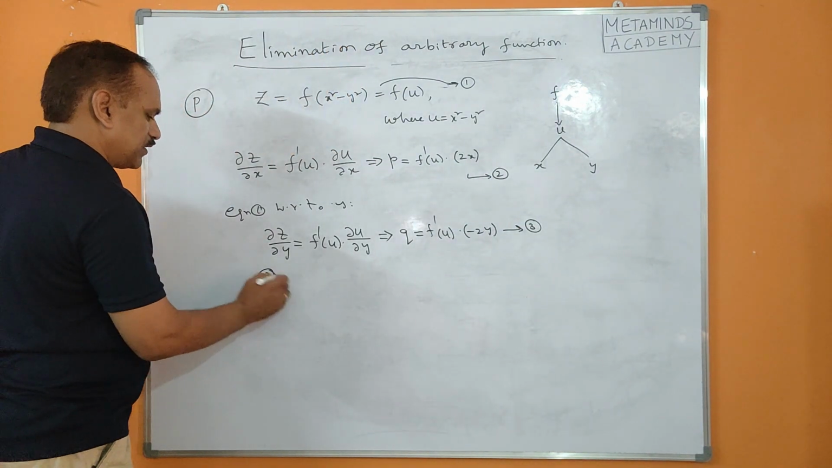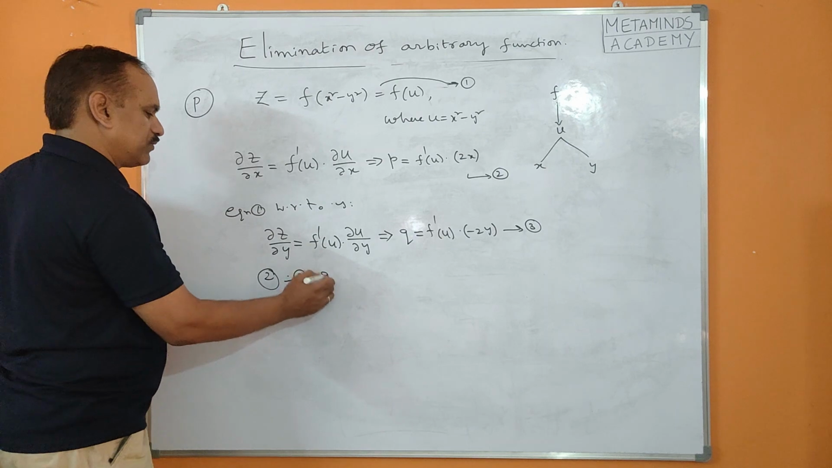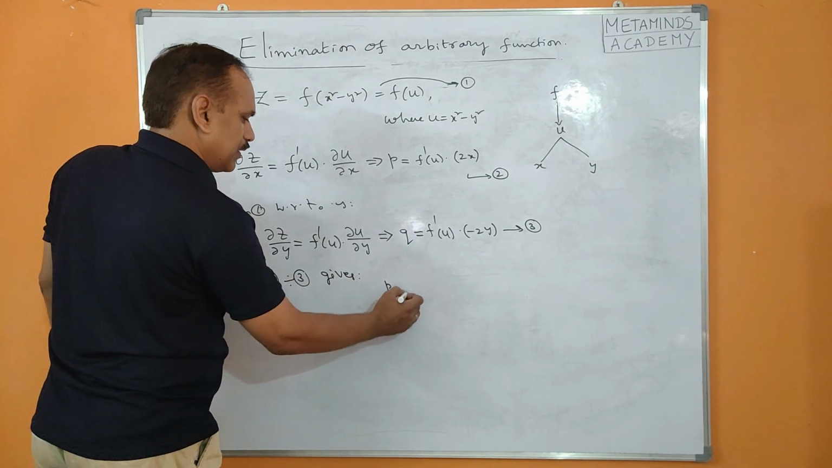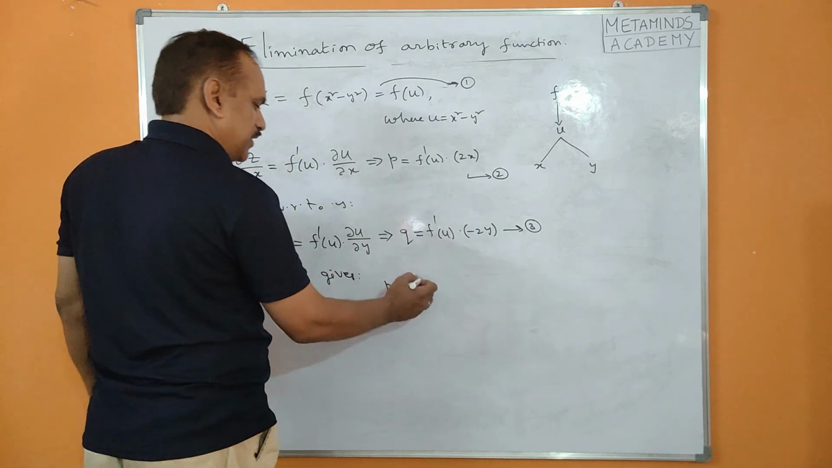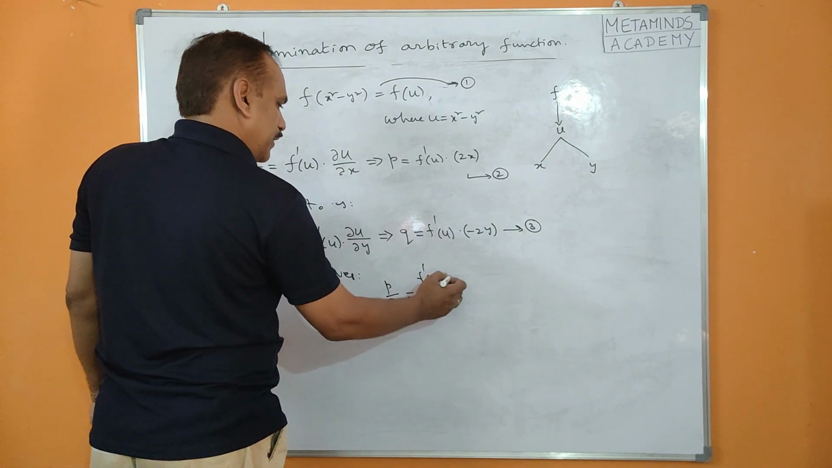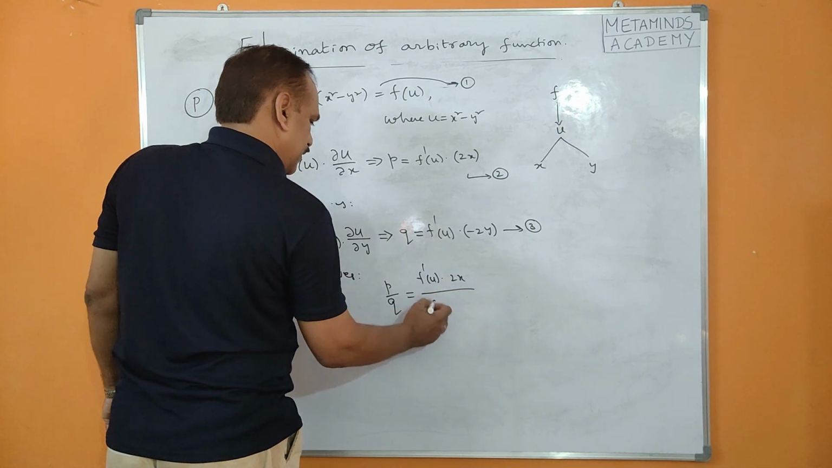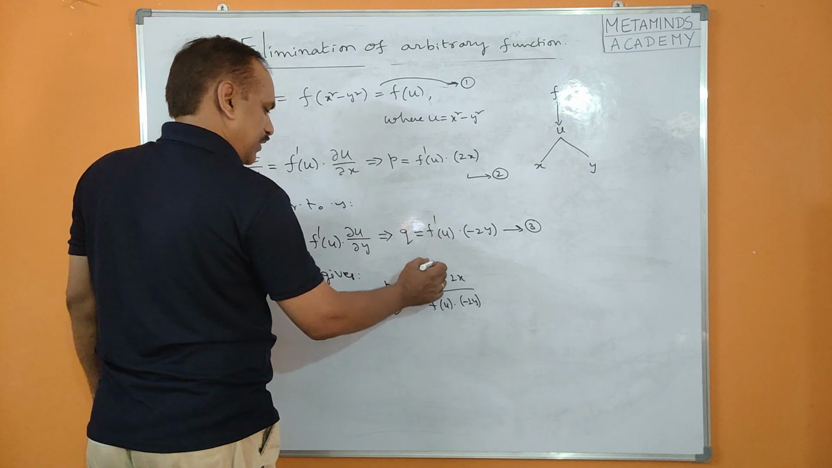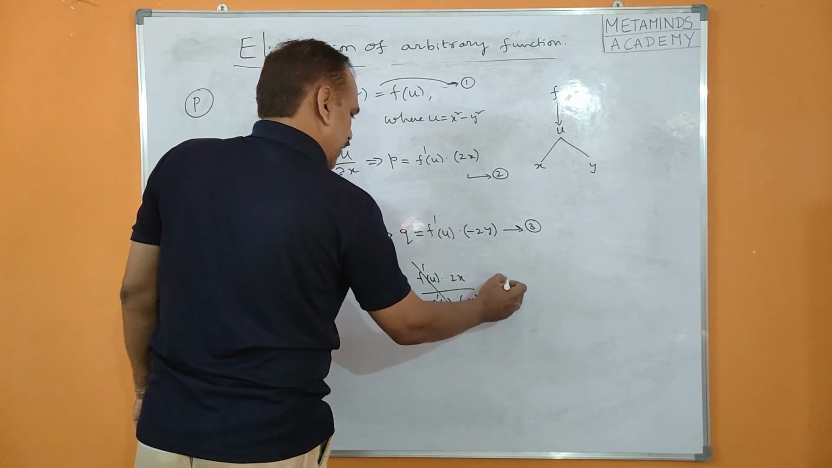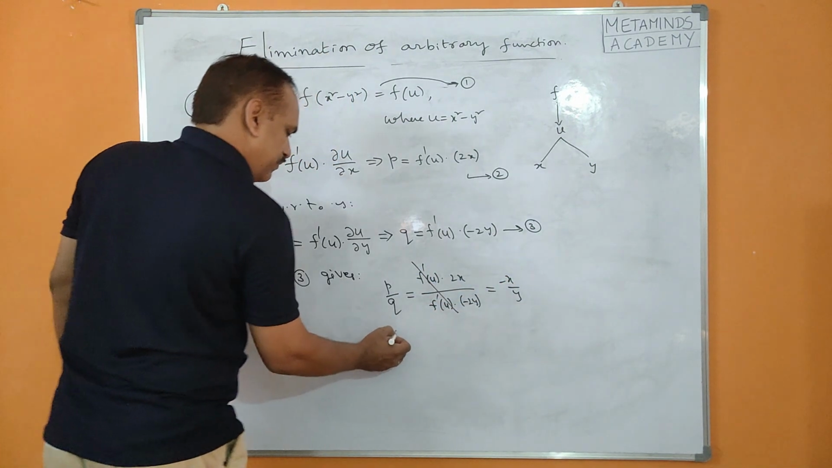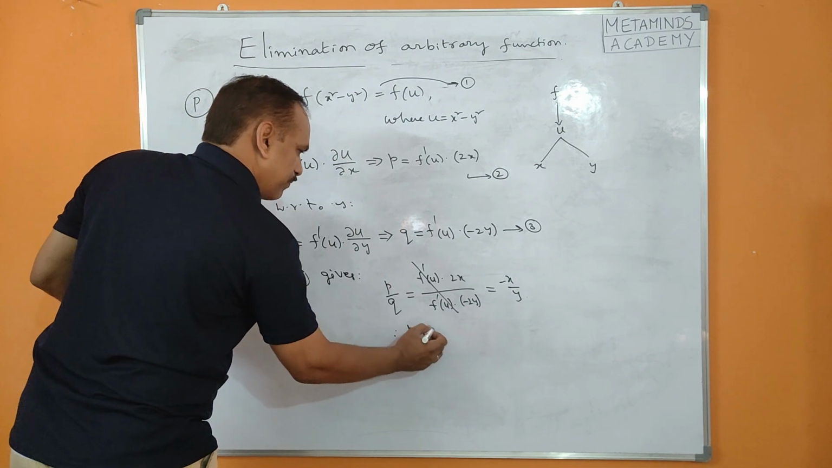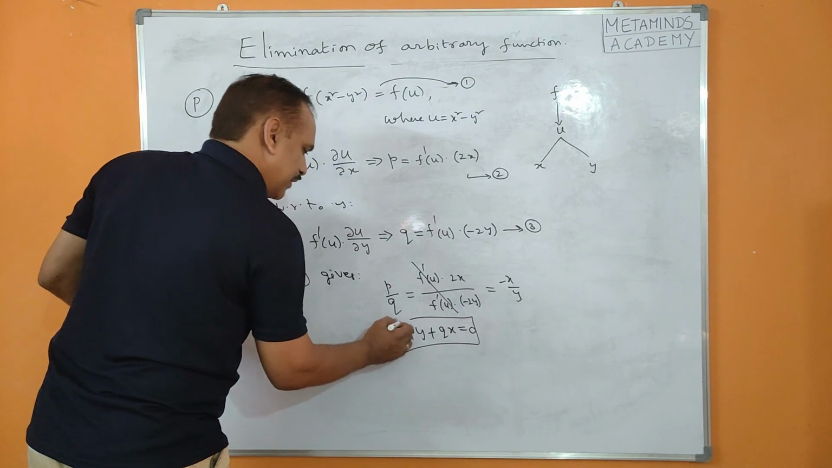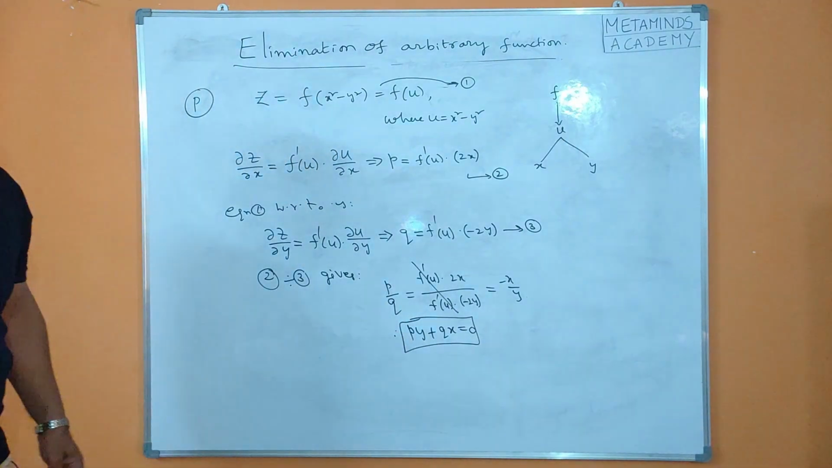Now equation 2 divided by 3 gives p by q equal to f dash u into 2x by f dash u into minus 2y. So f dash u gets cancelled, giving minus x by y. Therefore py plus qx equal to 0 is the required partial differential equation.